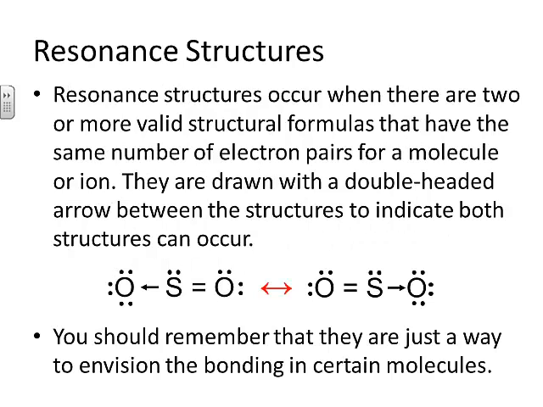Resonance structures occur when there are two or more valid structural formulas that have the same number of electron pairs for a molecule or ion. They're drawn with a double-headed arrow between the structures to indicate both structures can occur. You should remember these are just a way to envision the bonding in certain molecules.